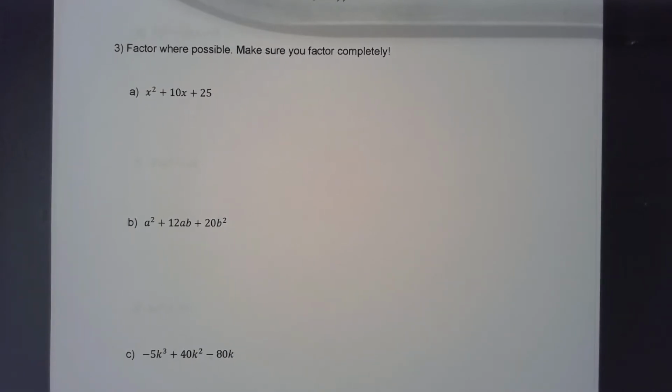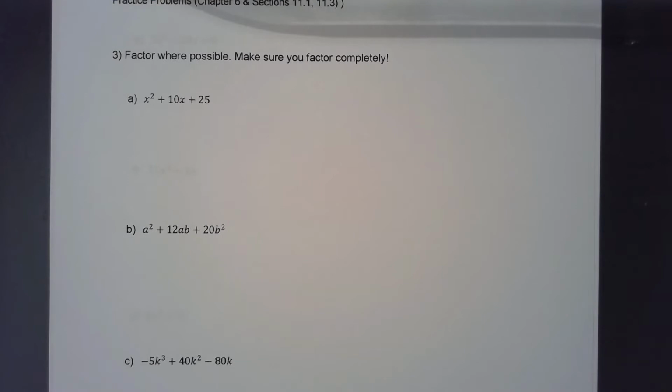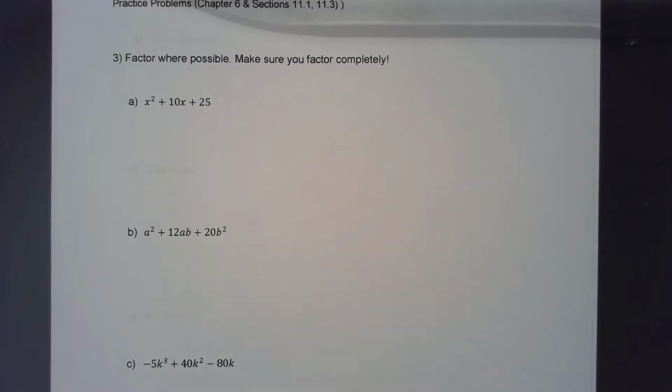Now in letter A, it's always a good habit to check to see if a GCF exists. If there is no GCF, then you would go and check the other methods. Is it a quadratic? Should I use the AC method? Is it a 4-term polynomial? Should I use grouping? Whatever.